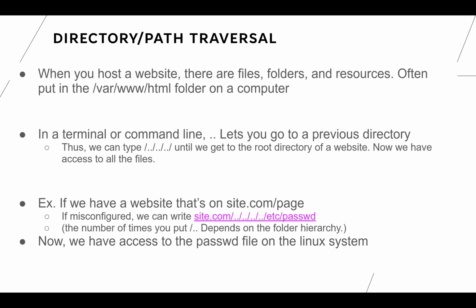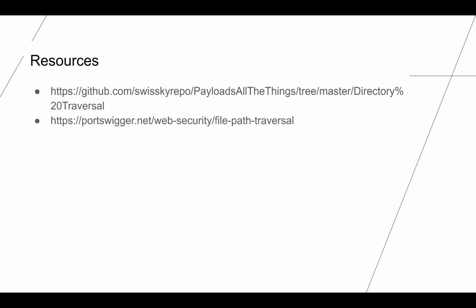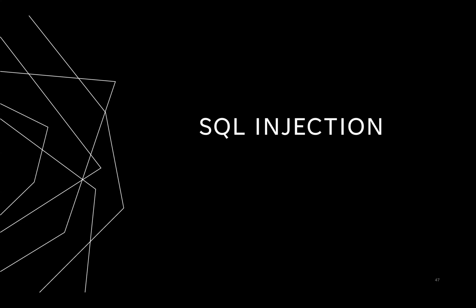And this isn't just a URL thing. This comes into play in a lot of more advanced exploits, but anywhere where some sort of file path is mentioned, you can try to throw this in there and get access to files you're not supposed to, and you can read internal resources. Resources for that.